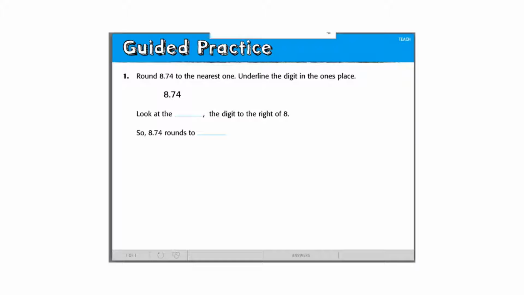Guided practice. John didn't really read the whole thing. Actually, I did. Okay, so it says round 8 and 74 hundredths to the nearest 1. Underline the digit in the ones place. This is guided practice, so it's walking you through step by step. So what is the number in the ones place, Sean? The number in the ones place is the 4. It's the 8. The number in the ones place is the first number that's to the left of the decimal point. That number right there. Yeah, that's the ones.